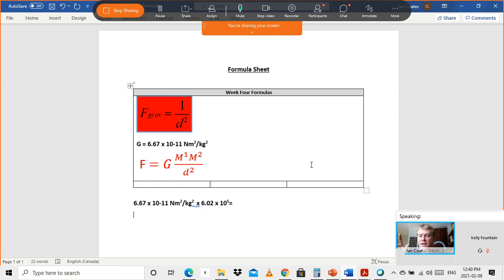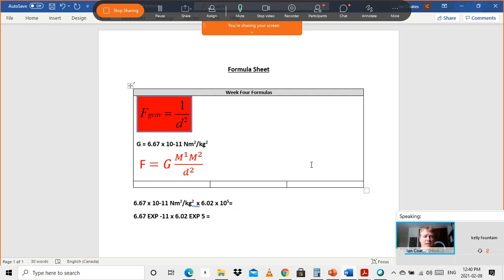So how do you input this into the calculator? 6.67, EXP button. Okay, negative 11, times 6.02, EXP, to the 5, and then hit equals.